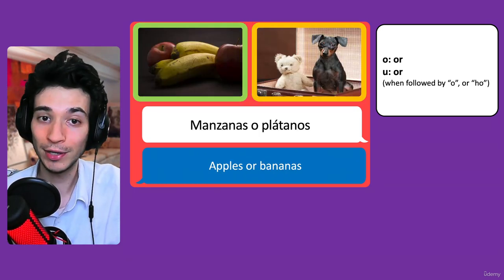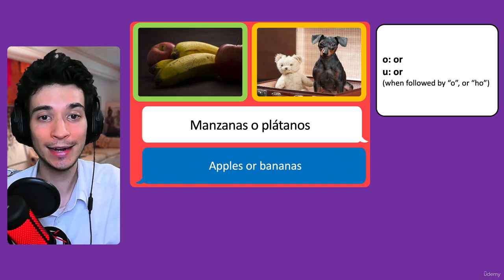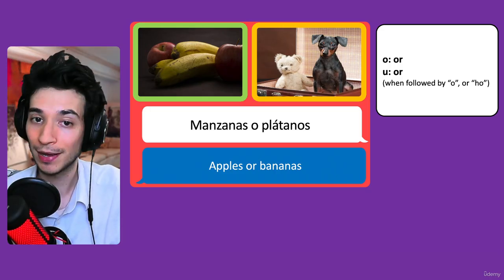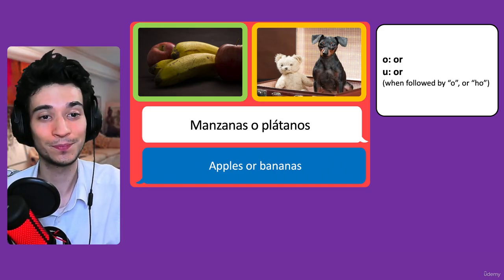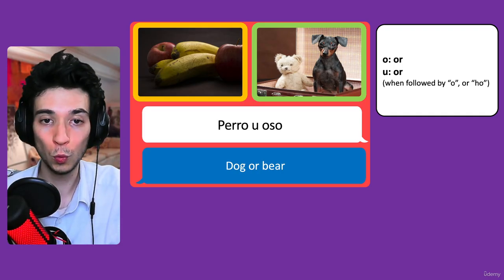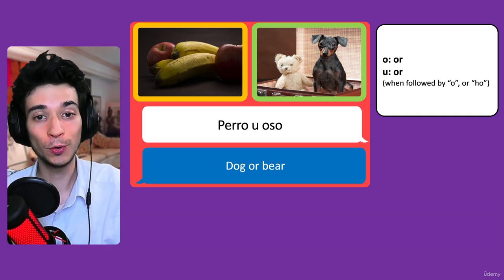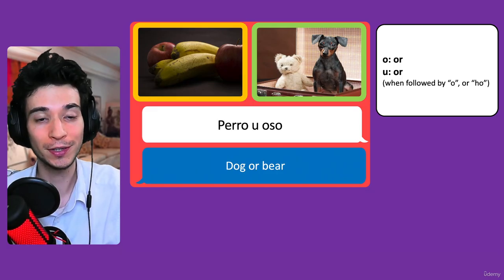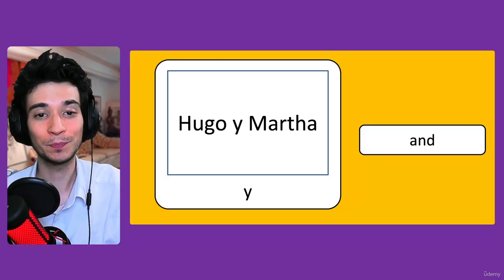Okay, another example. Manzanas o plátanos. Apples or bananas. And another one. Perro u oso. Dog or bear. Perro u oso. So these are quite simple.